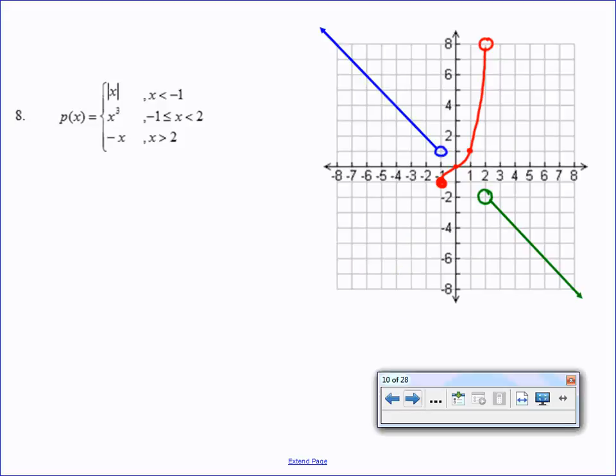Number 8, absolute value of x is a V. The cubing function is my snake-like graph that changes curvature at the origin. And negative x then will be the negatively sloped line, the opposite of the identity function. Please note, you could have used negative x for the blue graph as well. That's still a negatively sloped line, right, if you were going the other direction. But here you were given absolute value of x and making its picture.